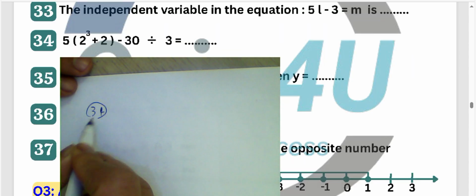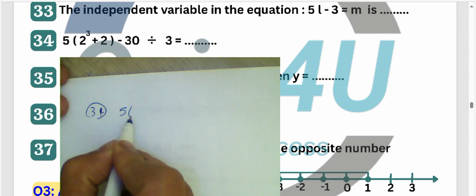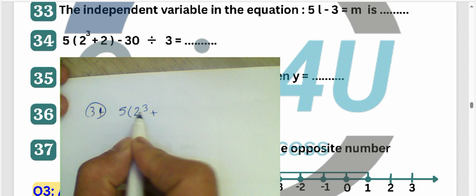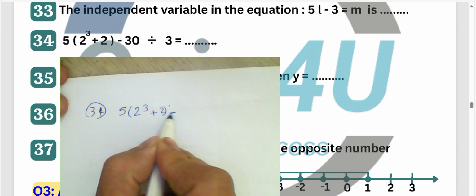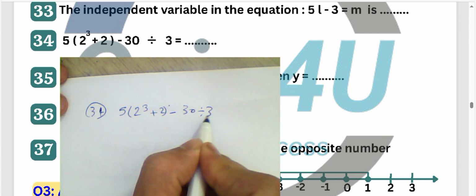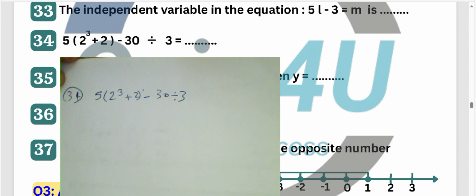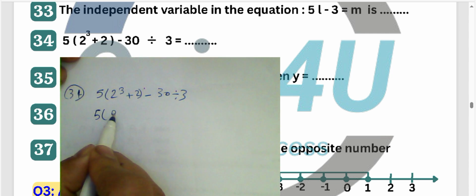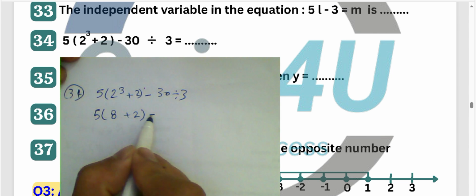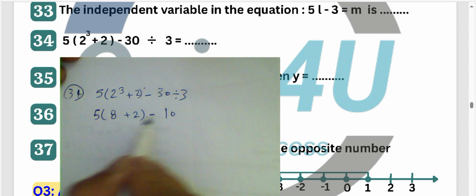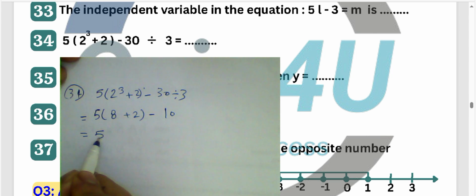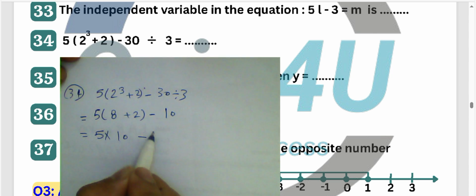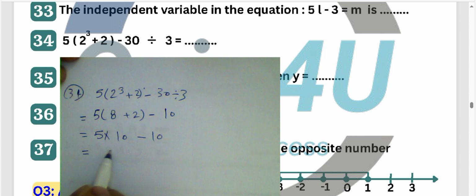34. 5 times 2 power 3 plus 2 in brackets minus 30 divided by 3. Brackets first, write 5 outside. 2 power 3 will be 8 plus 2, subtract 30 divided by 3, which equals 10. 5 times 8 plus 2 equals 10, minus 10. 5 times 10 will be 50 minus 10, the result will be 40.